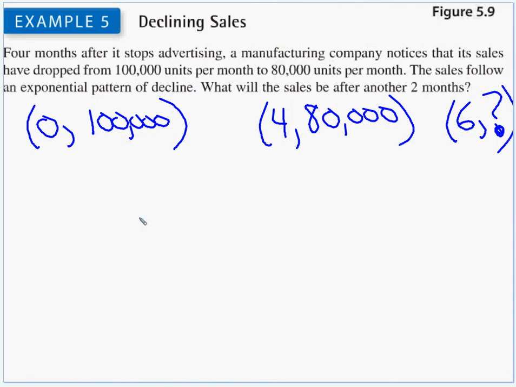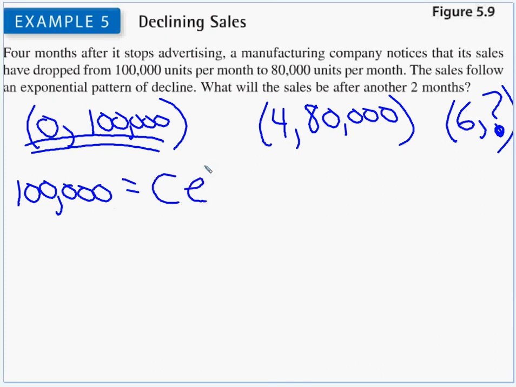So let's use our original time 0 condition to solve for c. I bet you already know what it is. Y, 100,000, is equal to c times e to the 0k. 0 times k is 0. E to the 0 is 1. C times 1 is c. So our c value is 100,000.